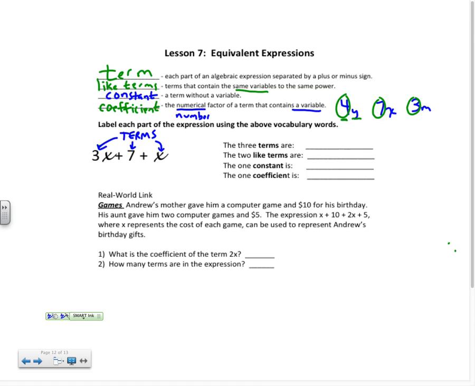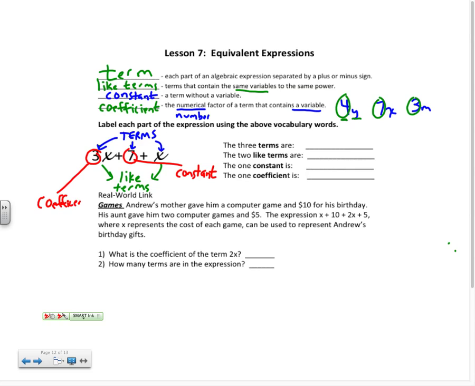The like terms contain the same variables. So 3x has an x and x is an x. So like terms are the 3x and the x. And then the term without a variable would be our 7. So 7 is called our constant. And the number that's attached to the variable is the 3. So 3 is called our coefficient.